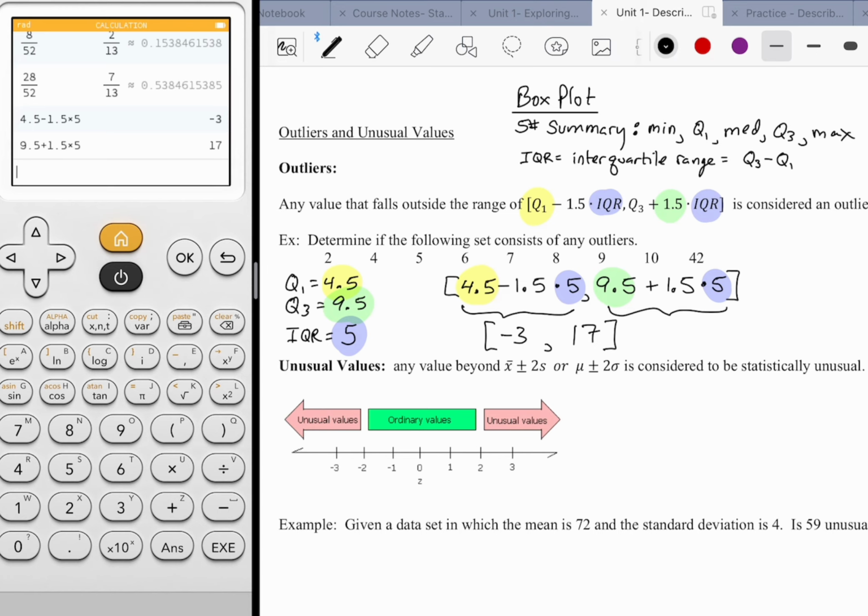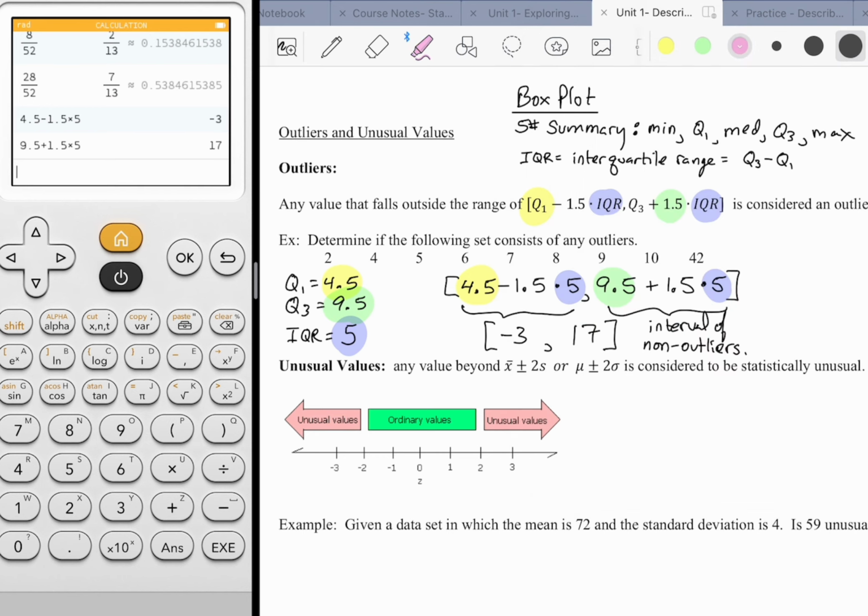This is my interval of non-outliers. So if you're looking at a data set and you want to determine if there are any outliers, you define any value that doesn't fall within this interval. Any number that is not between -3 and 17 is going to be an outlier. So I would just go through and ask myself, is the number I'm looking at between -3 and 17?